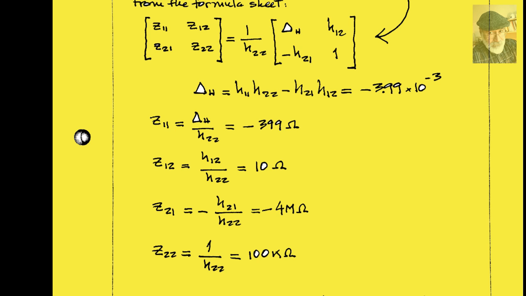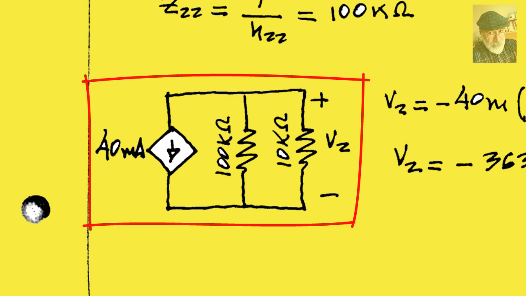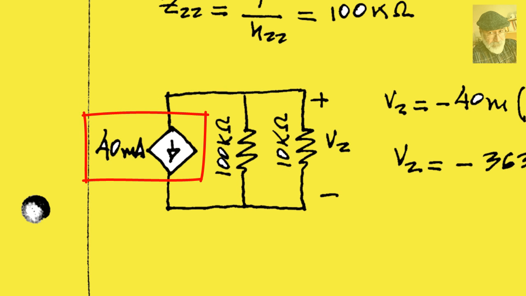In part B, we read, what is the value of the voltage V2 if a resistive load of 10 kilo ohms is connected at the output port, and we feed a current I1 of 1 milliamp? Let's redraw the circuit like this. If I1 is 1 milliamp, the current of this source here is 40 milliamps.